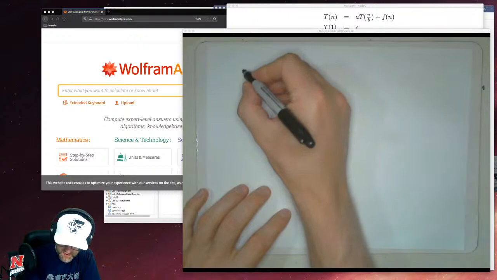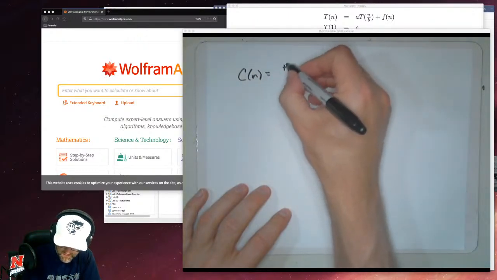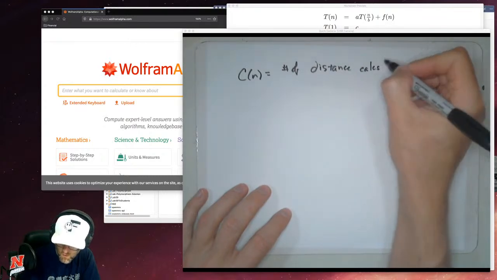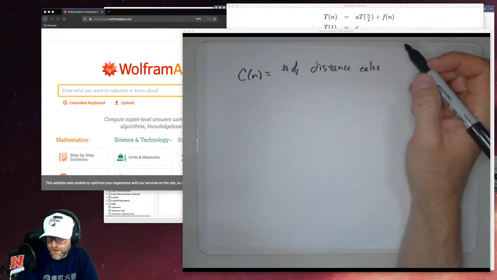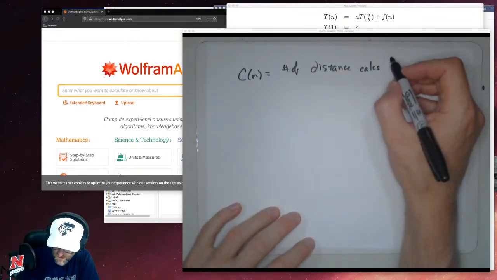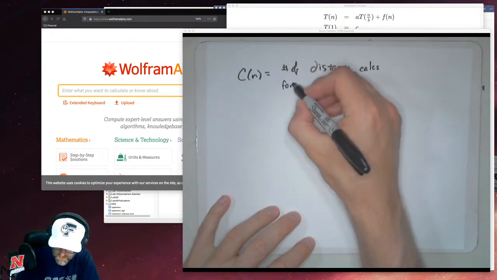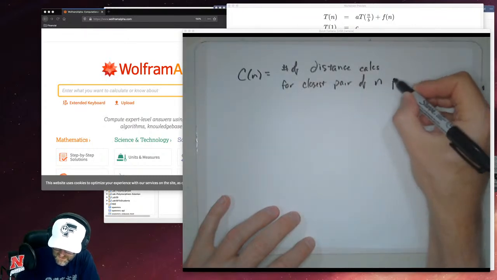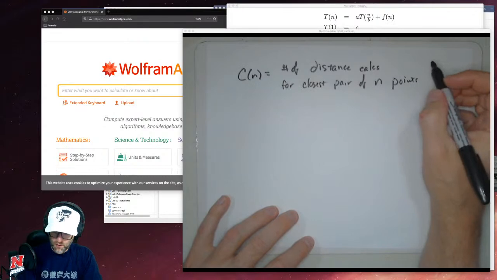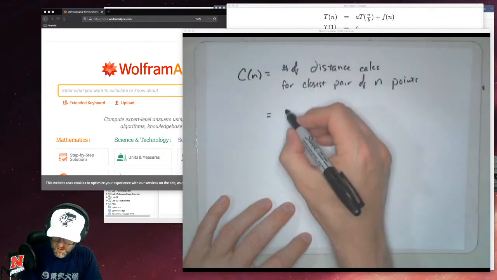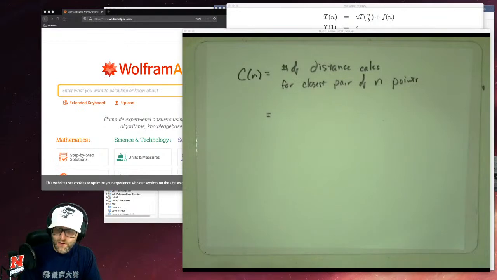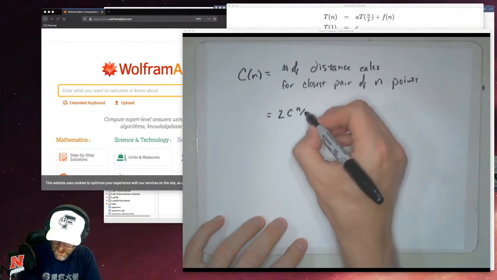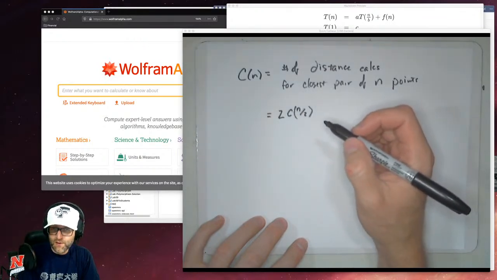Okay. So let C sub n be the number of distance calculations, or comparisons to find out, is this distance less than that other distance over there, for the closest pair of n points using this divide and conquer approach. All right. So the divide is easy. All you need to do is split it into 2 sets, 2 partitions, and make recursive calls to each one of those. Each set is only of size n divided by 2.